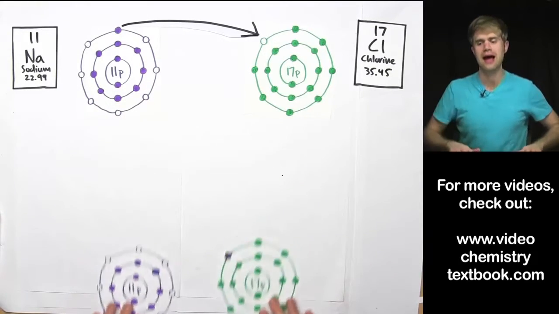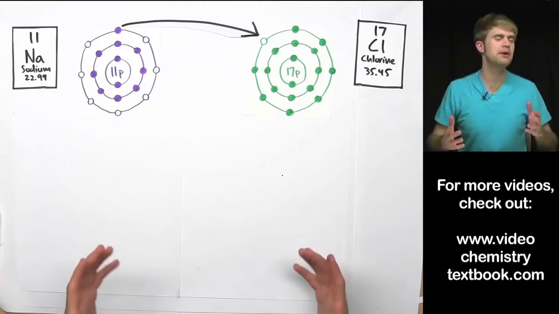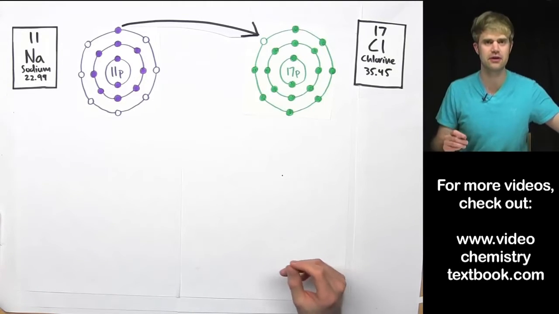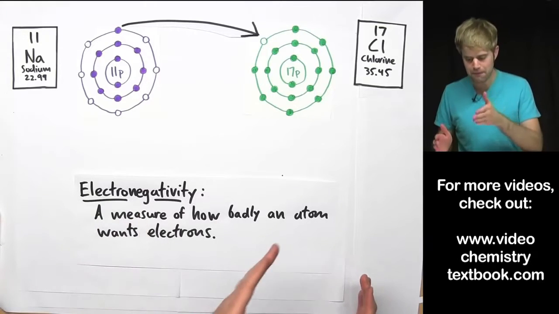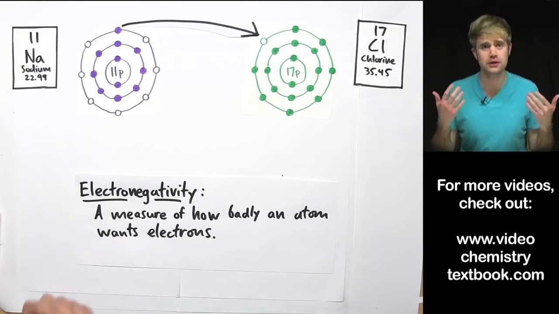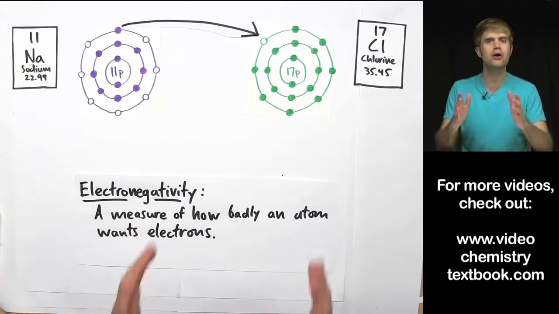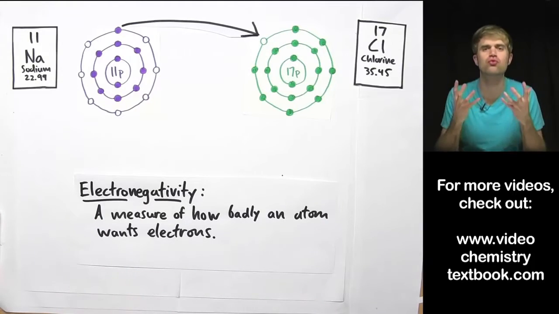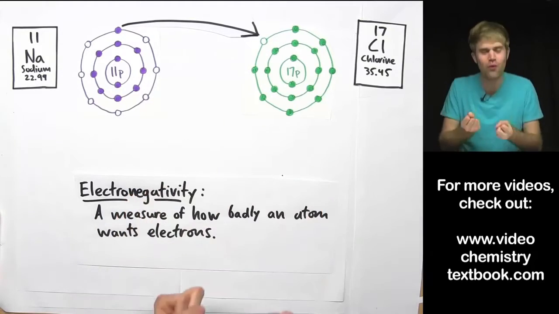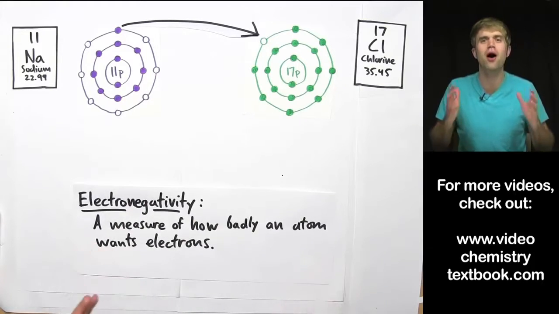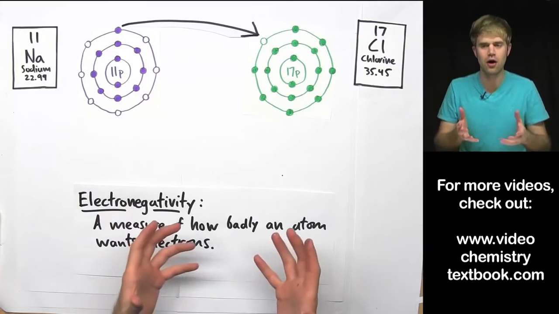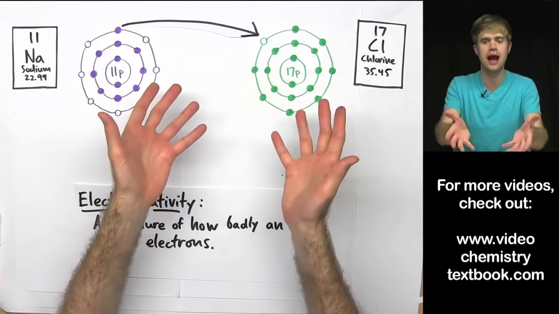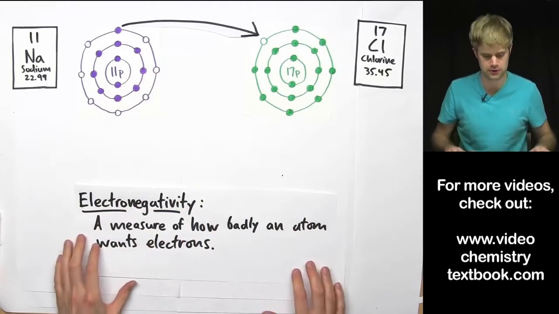The answer has to do with a topic called electronegativity. Electronegativity is a measure of how badly an atom wants electrons. The higher an atom's electronegativity, the more greedy it is for electrons, the more it wants to try to steal them from other atoms. So in ionic bonding, there are electron givers and there are electron takers.